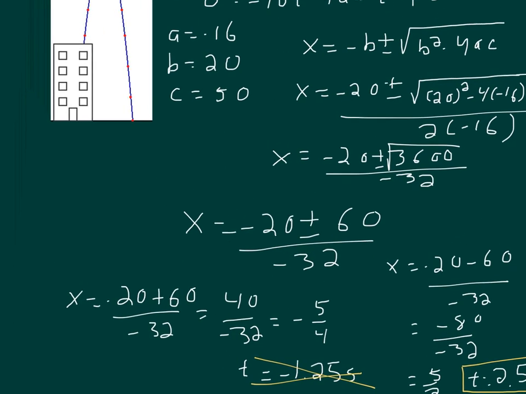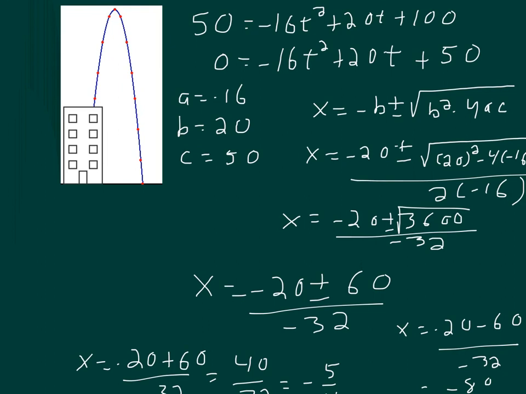What the negative 1.25 would be is, instead of throwing the ball upward, if it was moving backwards, when would it go back to being at only 50 feet above the ground? That's why it would be negative 1.25 seconds. Instead, it's going to go up, come down, and that's going to be the value that we want, the 2.5 seconds. So, to answer our original question, after 2.5 seconds, the ball will be 50 feet above the ground.